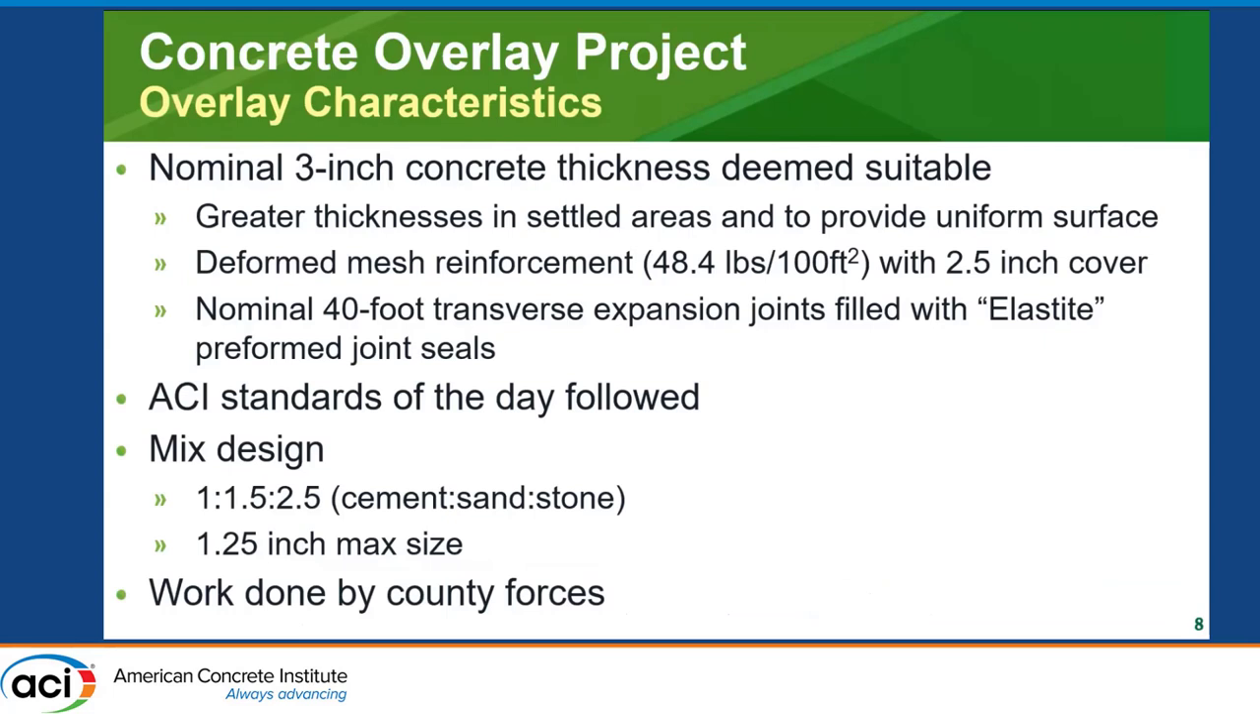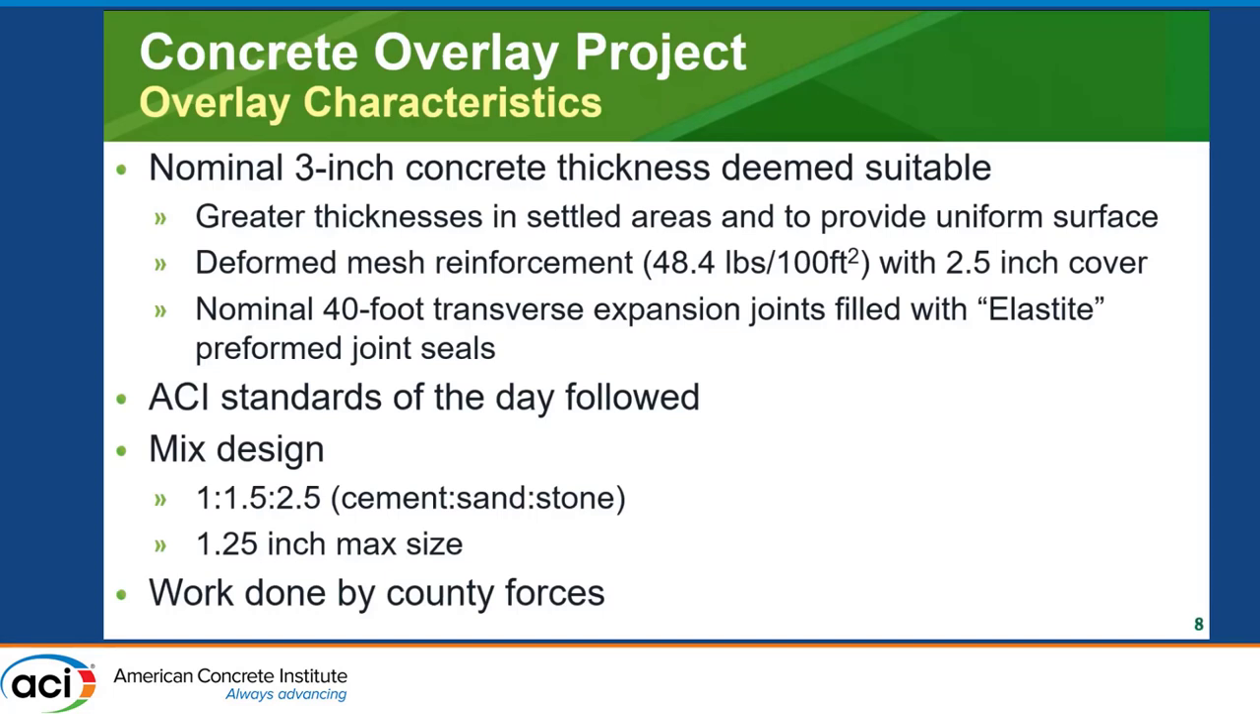So this segment of State Route 10 was looked at, and they decided to come up with a concrete overlay solution for this particular project. They came up with a nominal 3-inch concrete thickness. It's not really clear how they came up with that. It almost seems like a seat-of-the-pants type of thing, that given the type of traffic and the condition, maybe 3 inches would be sufficient. There were some parts of the project that saw slightly greater thicknesses in some of the settled areas. So they used it to help restore some of the grade and profile, is essentially how I read that, and also to provide a uniform surface.